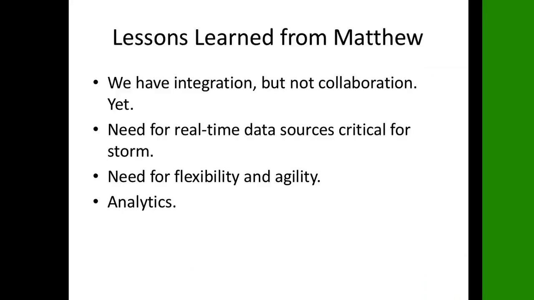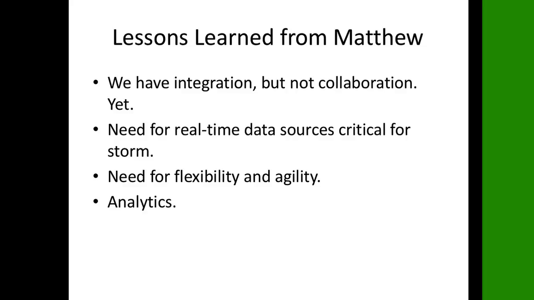So lessons learned from Matthew. We are almost at integration. I should have put an asterisk there, but not collaboration yet. That's something that I think is going to be the next step to bring our GIS to the next level. We have a real need for real-time data, and that's really critical for storm situations or other disasters.